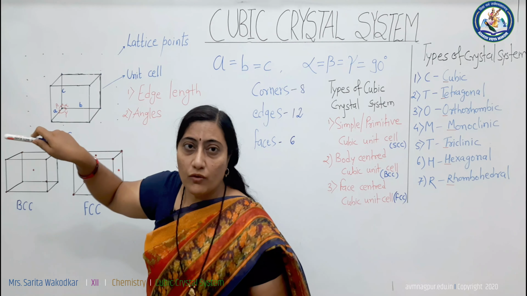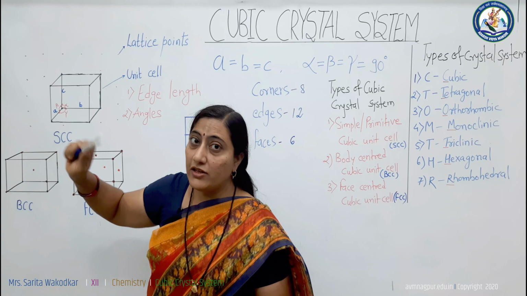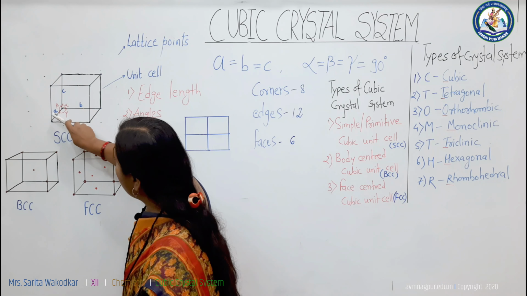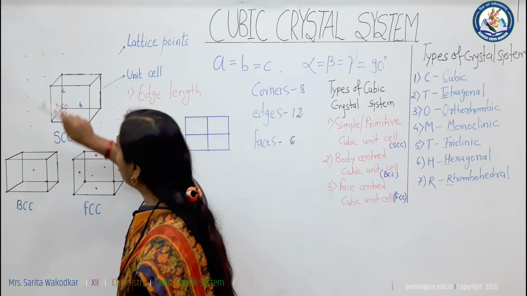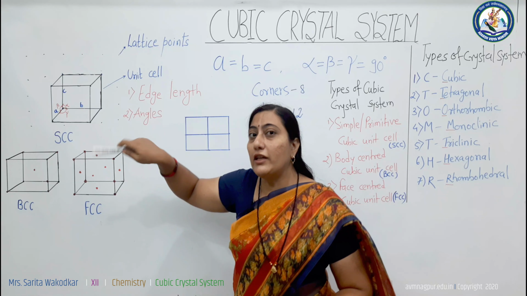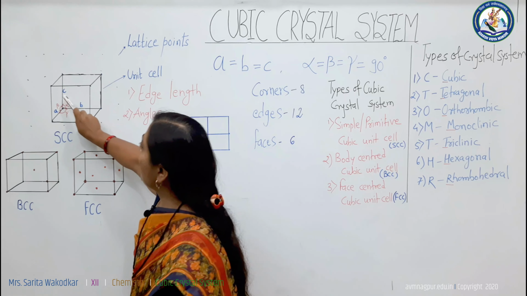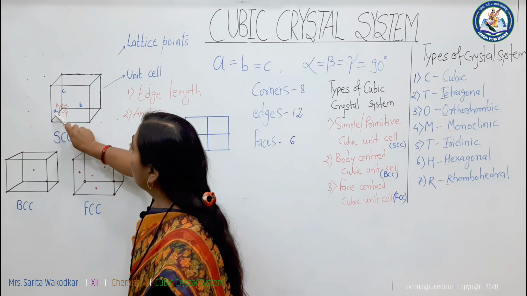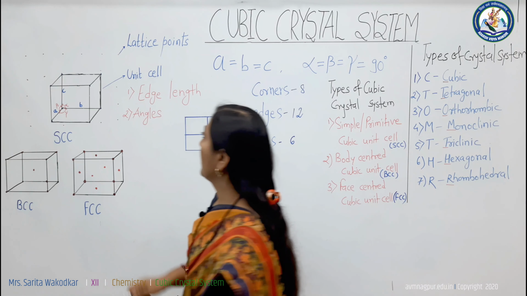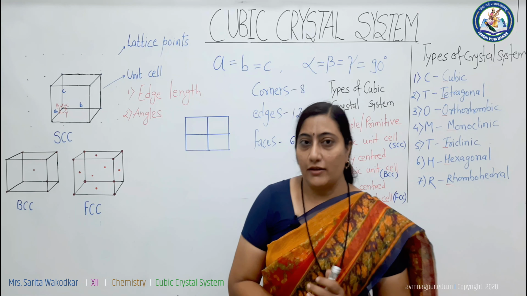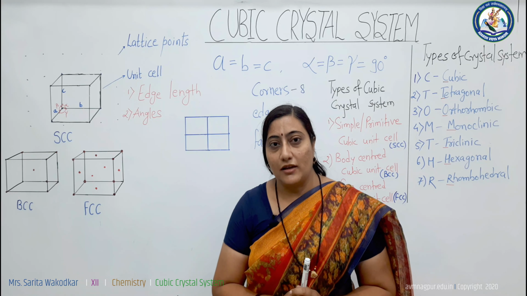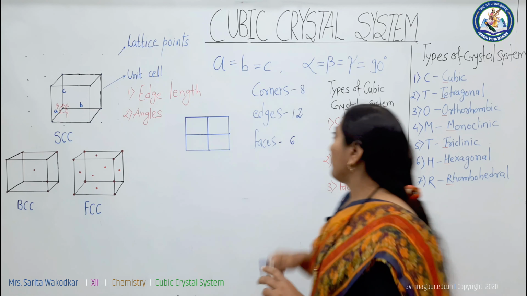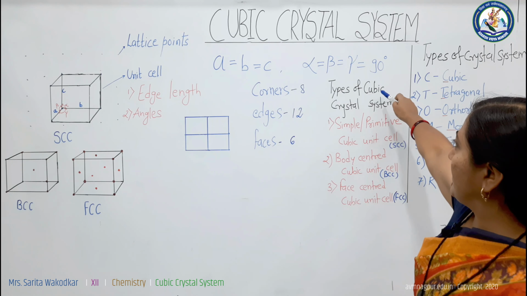These are also known as dimensions. Edge length or dimensions denoted by letters A, B and C. And the angle between them: the angle between B and C is alpha, C and A is beta, A and B is gamma. So depending upon these 2 factors, the crystal system is basically divided into 7 types, 7 types of crystal system.